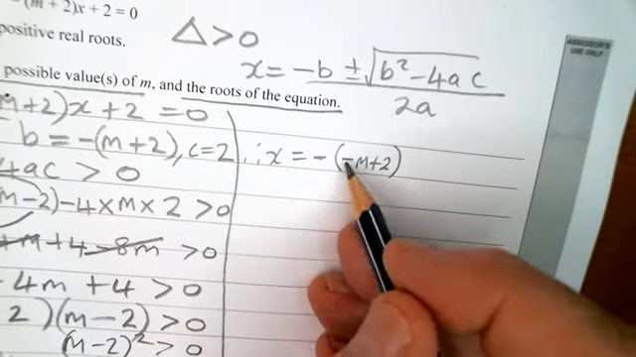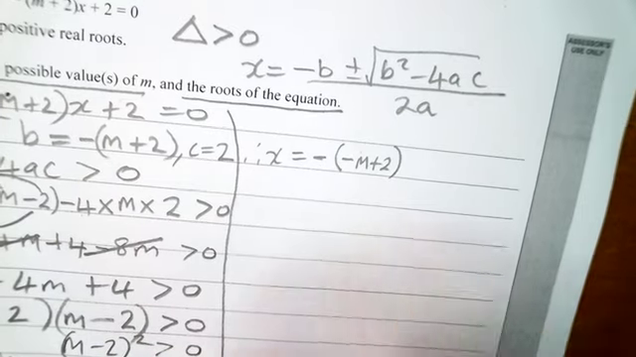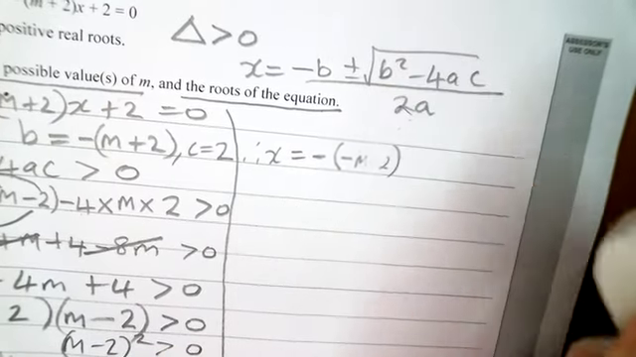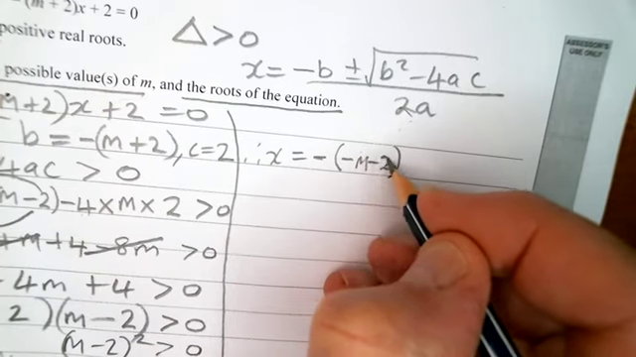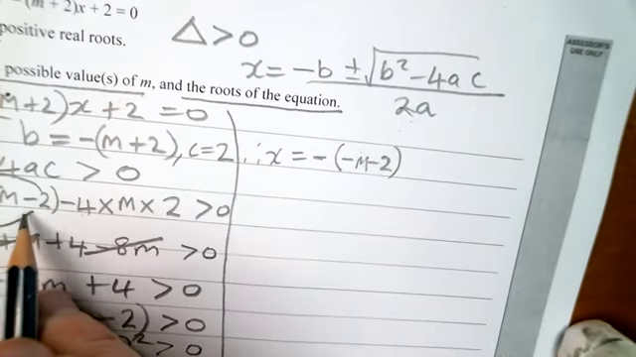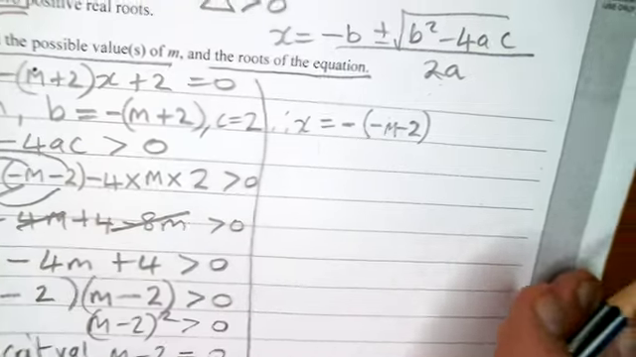So I've got negative m plus 2, and that's also in brackets as well. Or I tell you what, I can make my life really easy and just do this. Negative m minus 2, just like I had here, negative m minus 2. And that works perfectly well.